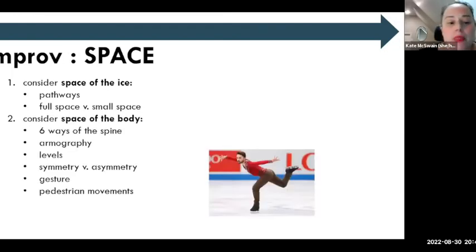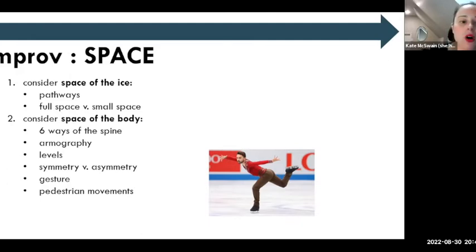Space of the body. Of course, all of you are aware of 6 ways of the spine. I put in armography because this is, again, the vocabulary we're using to build our paragraphs. We can move our core body. We can move our arms. We can move our whole body up and down. We can think about symmetry or asymmetry in our arms. We can use pedestrian gestures, pedestrian movements.